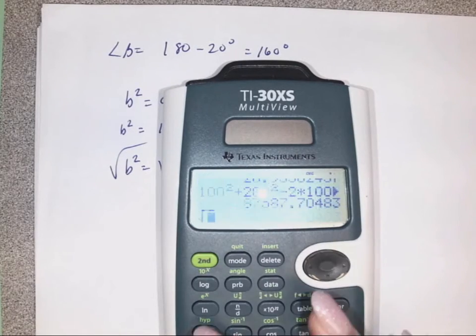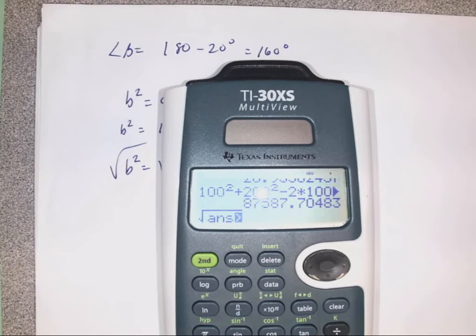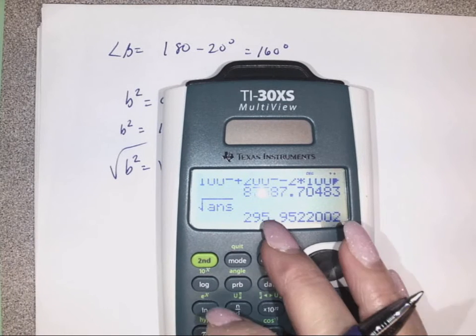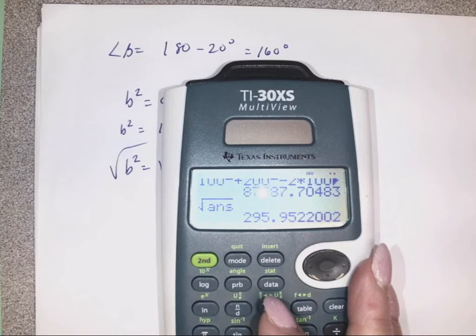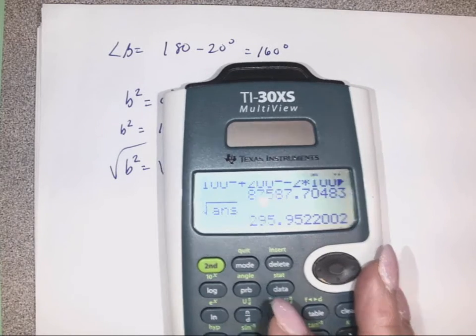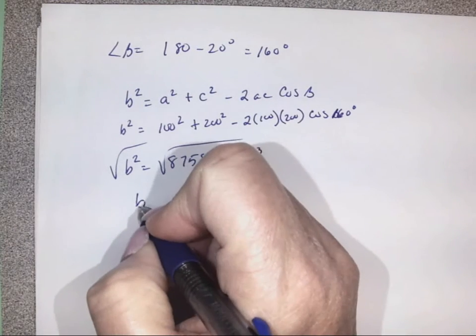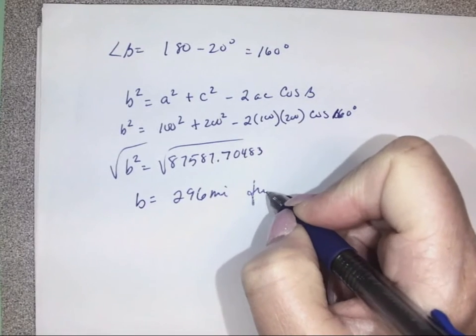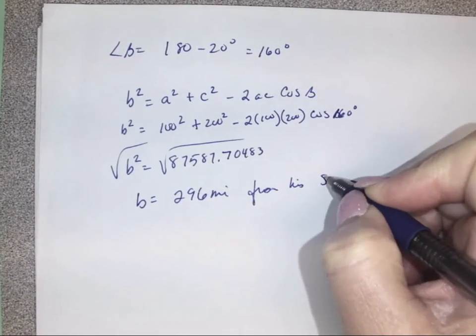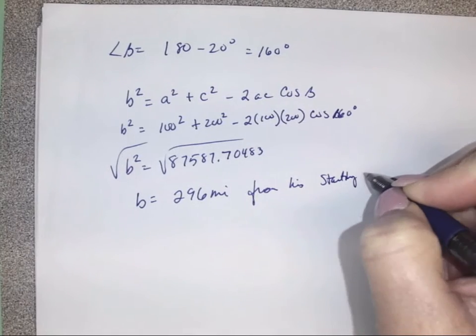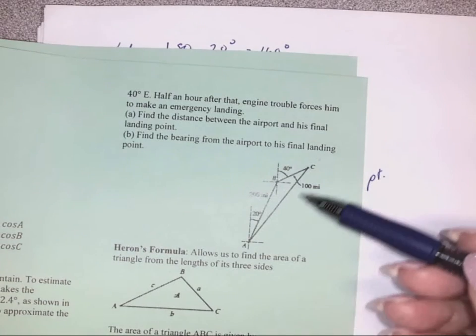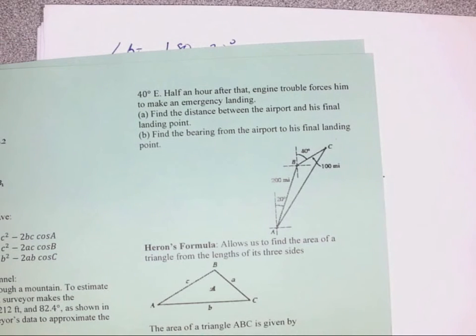So second square root, second answer, again, so I don't have to type it in, and I get 295.95. So I'm going to round that to be 296 miles. So b is 296 miles. This is from his starting point, from the airport. From the airport, that's how far this is. Now we need to find the bearing from the airport to his final landing point.